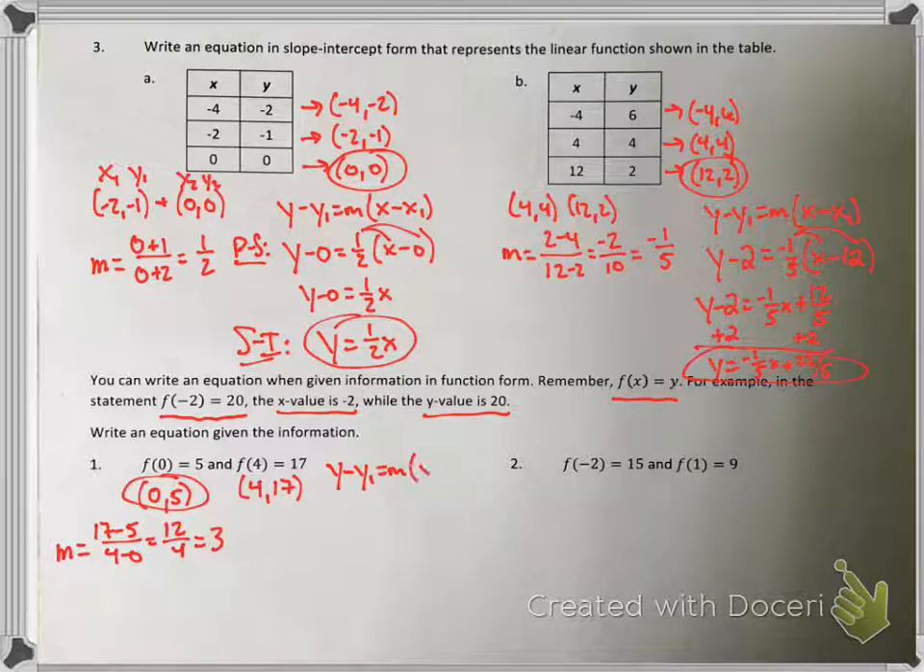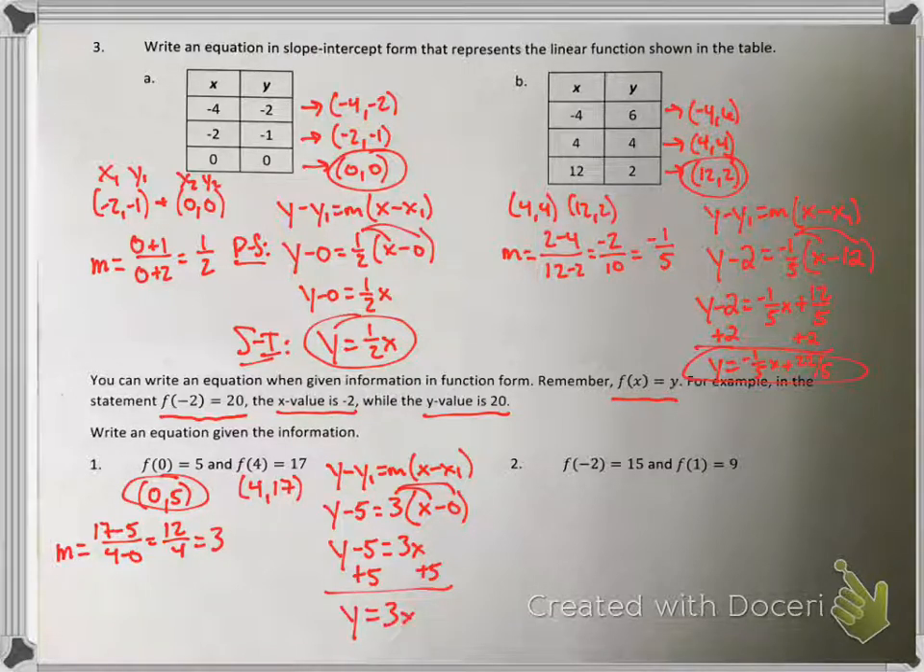So once again, I'm going to start in point slope. In for y1 is going to be the 5. My m is 3. My x1 is 0. I have it in point slope. I'm going to convert it to slope intercept. The same 2 steps. Distribute the 3. So y minus 5 equals 3x. 3 times negative 0 is 0, so I don't write it. Then, to get the slope intercept, I'm going to get y by itself, add the 5. I get y equals 3x plus 5.